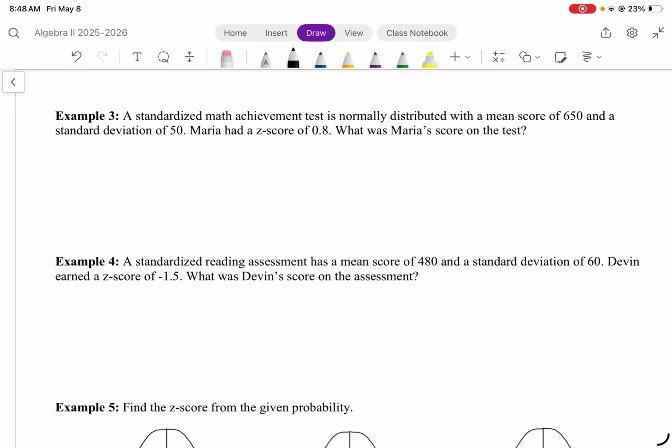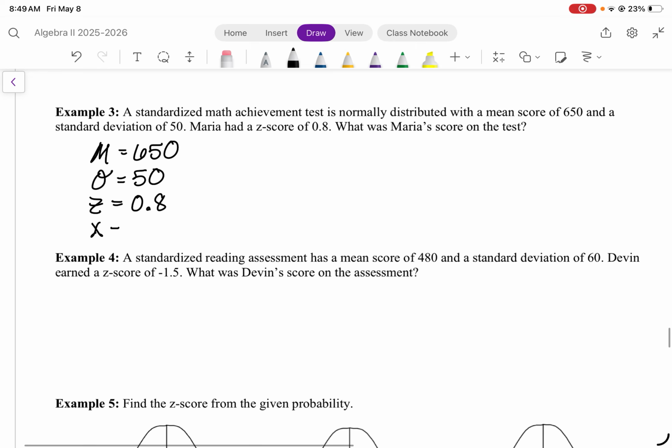Okay, for example 3, a standardized math achievement test is normally distributed with a mean score of 650. I'm just going to write that down because in our previous problems, the mean has been useful. And a standard deviation of 50, so I'll add that note here as well. It says Maria had a z-score of 0.8. They want us to find what was Maria's score on the test.